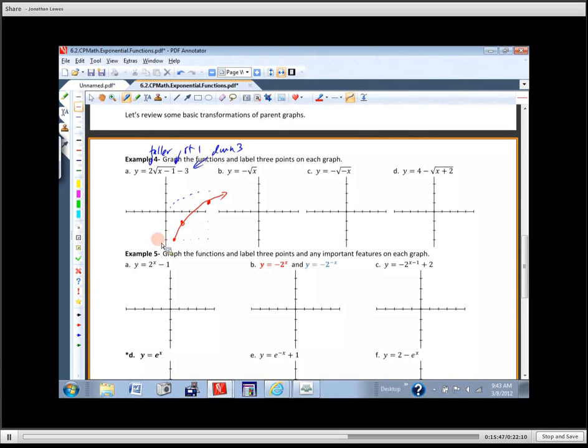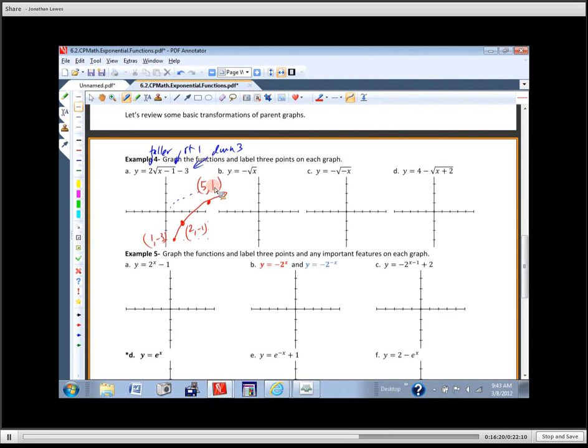So again, this point is (1, -3). What would that point be then? (2, -1), excellent. And this one right here, we went over 4 from here, so that's going to put us at 5. And we went up 4 from -3. So that's going to put us at (5, 1). Okay? All right. Are there any questions there? The other ones are a little easier. There's not quite as much going on.